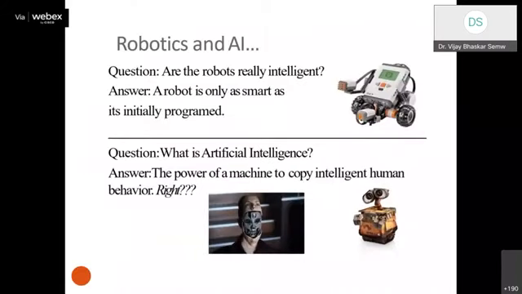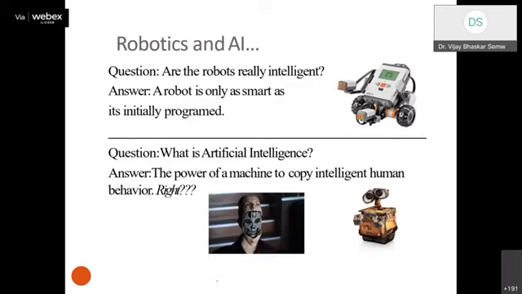Now let us see the difference in how AI and machine learning have changed our way of working in the robotics industry. Are the robots AI enabled? The question comes first: are the robots really intelligent? If they are, what is intelligence? What can a robot do, and what is required for this?